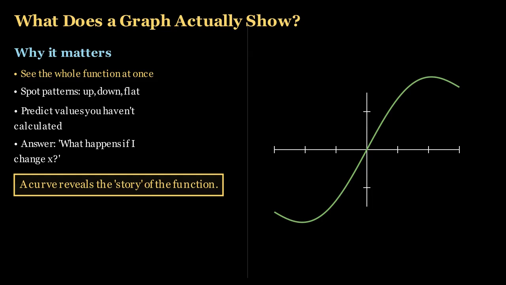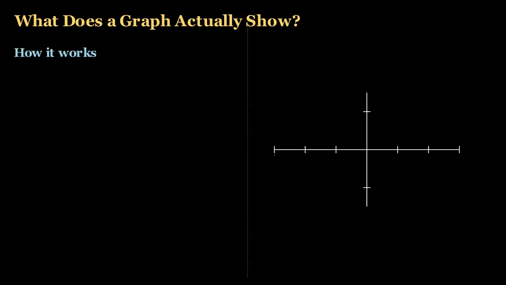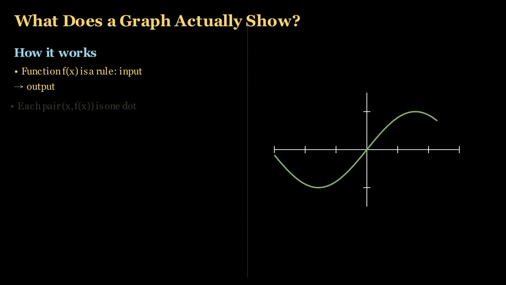Let's build one. A function, often written as f of x, is just a rule. You feed it an input, x, and it gives you back an output, f of x. To make a graph, we pick an input, say x equals 1. We calculate the output, maybe f of 1 equals 2. That gives us a pair, 1, 2, which is a single dot on the plane. We do this again for x equals 2, getting a new dot. And again for x equals 3, and so on.